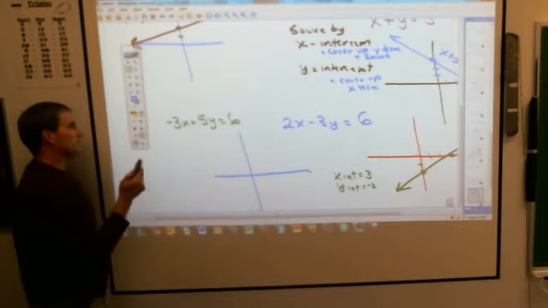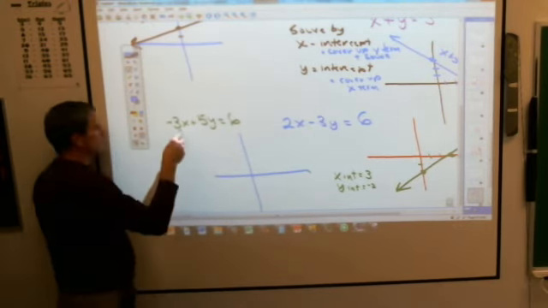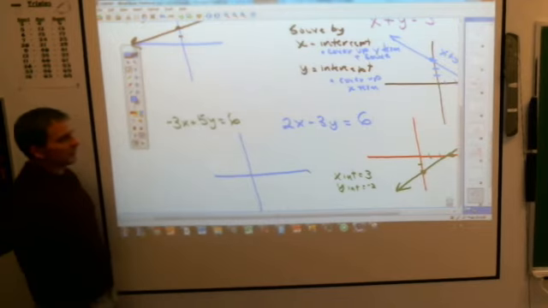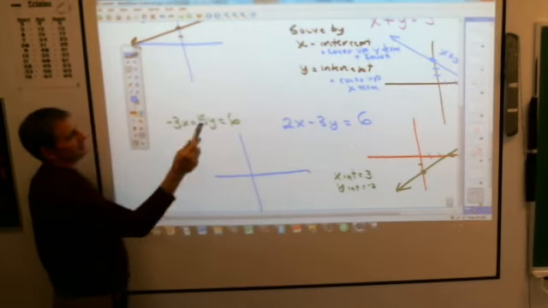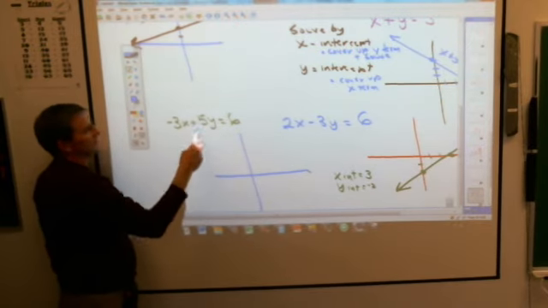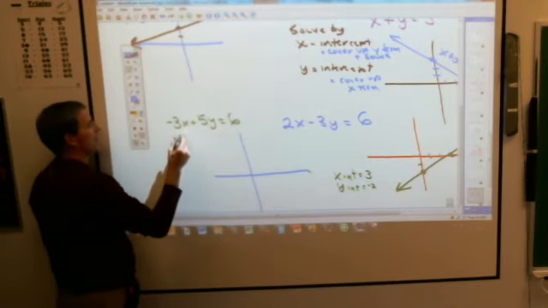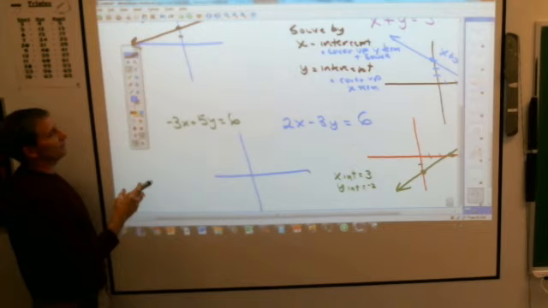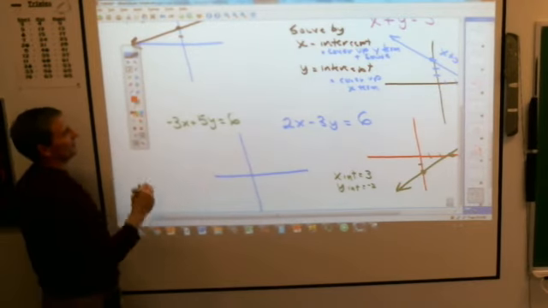So this is in what form? Standard. This is in what form? Standard form. I didn't hear anybody from this side of the room. This is in standard form. Boys, this is in standard form. Girls, this is in standard form. How do I solve standard form, girls? Y-intercept. Boys, how do I solve standard form? Y-intercept. Alright, so you're looking at this.